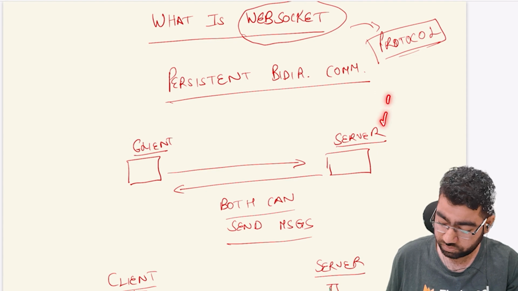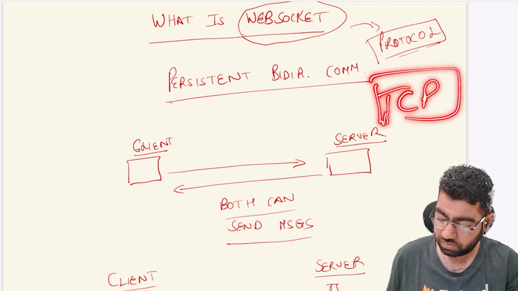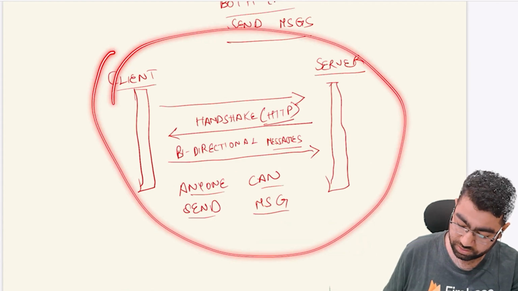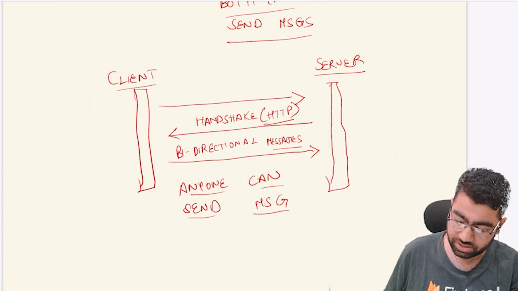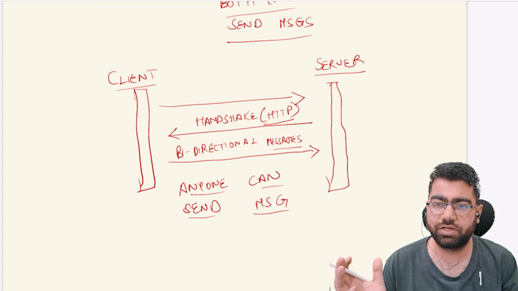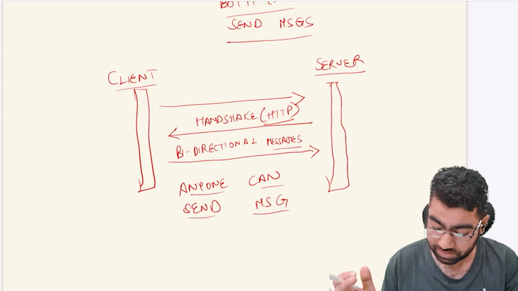WebSocket on layer 4 uses TCP only to create a long standing connection with the server. This TCP connection is maintained, the handshake is done just once, and then there can be bidirectional communication. You can send chat messages and receive messages from the server.